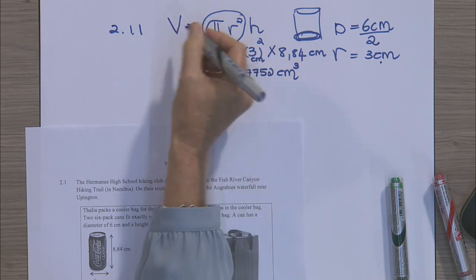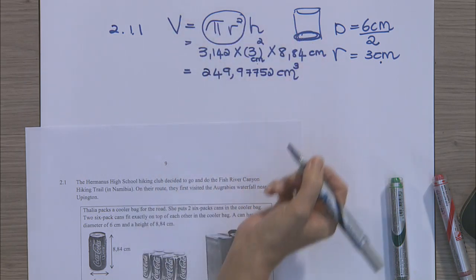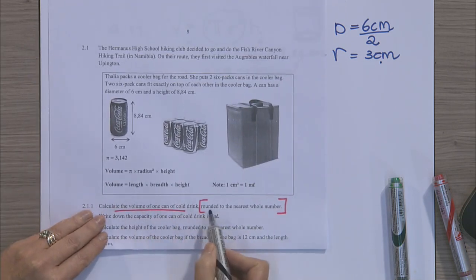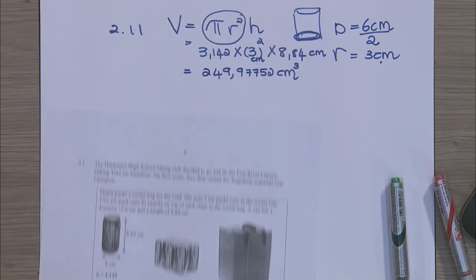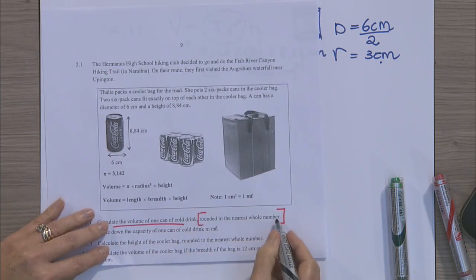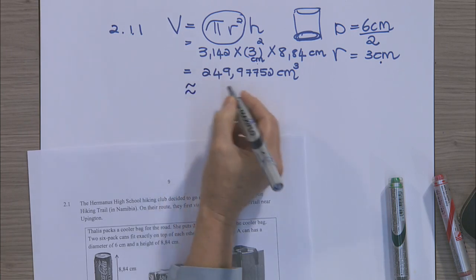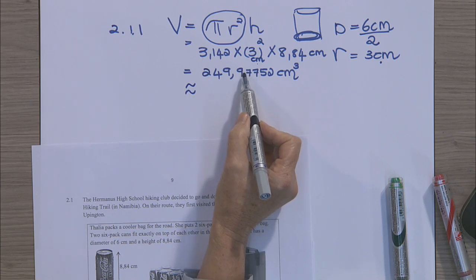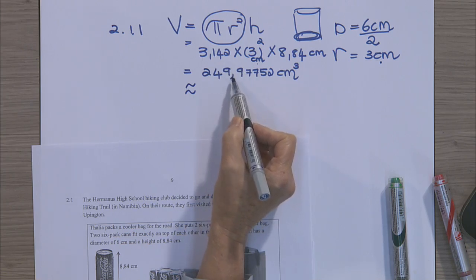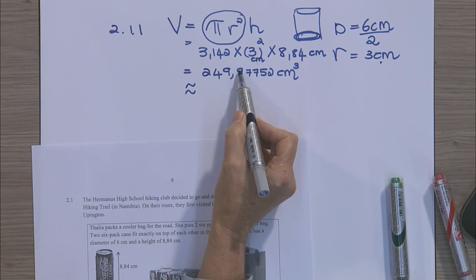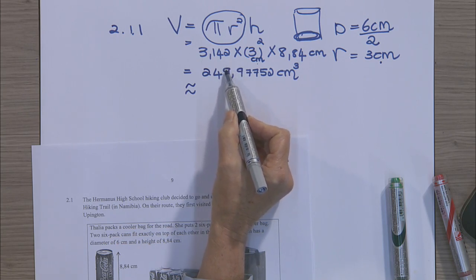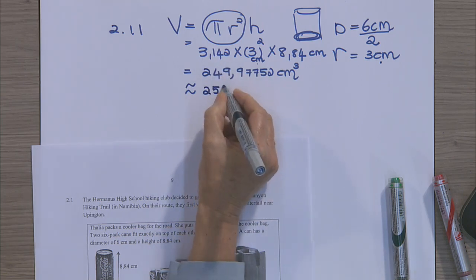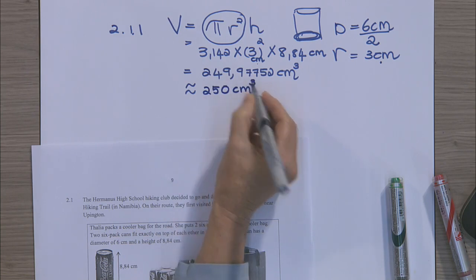It's volume, it's 3 dimensions, that's why cubed. All right, so the question said, calculate the volume rounded to the nearest whole number. That is the second part of the question that we need to do. So we are rounding it to the nearest whole number. Look at the first decimal, it's a 9. It will have an influence on that 9, and the 9 will have an influence on the 4. So therefore, it's 250 centimeters cubed.